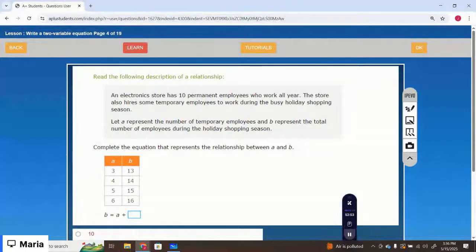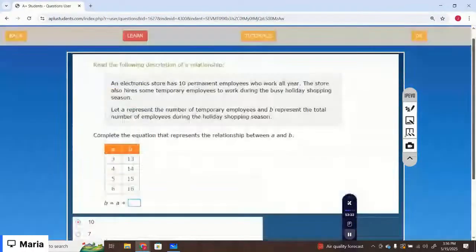Complete the equation that represents the relationship between A and B. So which is the correct option? B equals A plus 10. Option number one is the correct option. We need to add 10.